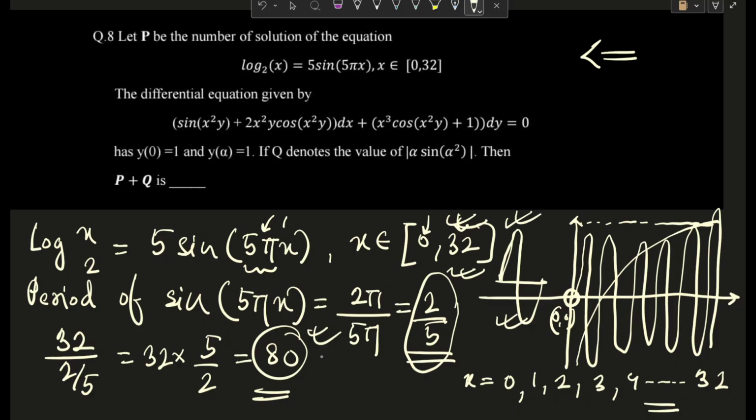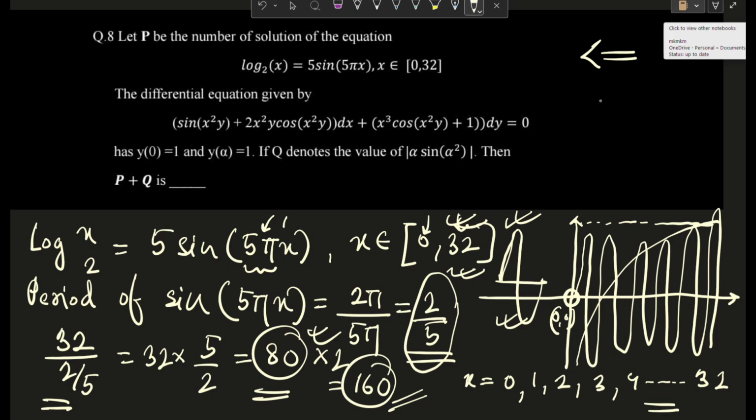If you have to add both, you have to multiply it by 2 because it's 2 cycles, like one half and the other half. So this is for one half, we have to multiply with 2. So basically your P will actually come out to be 160. Okay, I hope this is understood. This is very basic functional knowledge that we use. We directly divided the width of the interval by the period and got the number of solutions. So yeah guys, P will be 160.